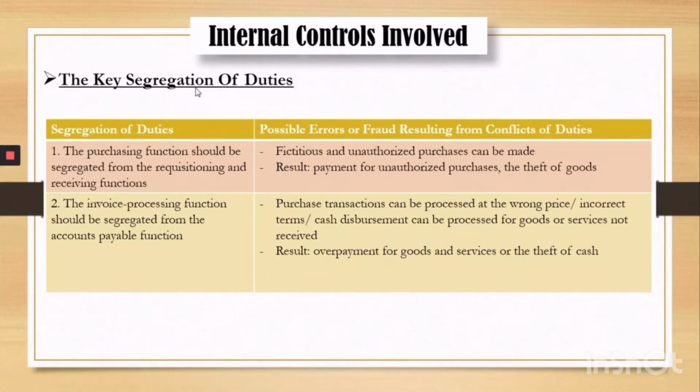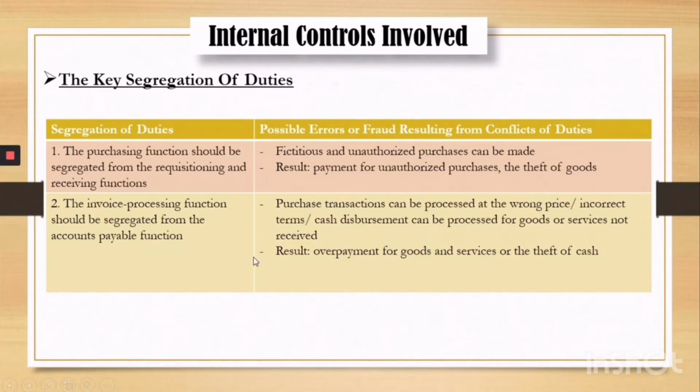For example, if IT is used in the purchasing process, there should be proper segregation of duties in the IT department. There are four key segregation of duties. The first one is the purchasing function should be segregated from the requisitioning and receiving function. An example of possible errors or fraud from conflicts of duties is that fictitious and unauthorized purchases can be made, which can result in the payment for unauthorized purchases and the theft of goods. The second one is the invoice processing function should be segregated from the accounts payable function.